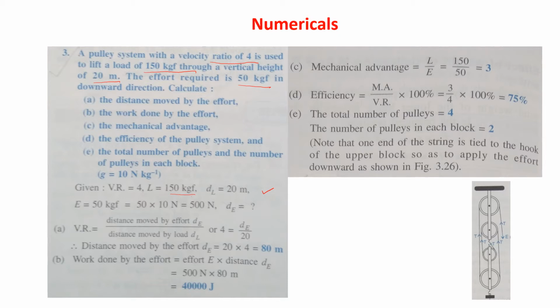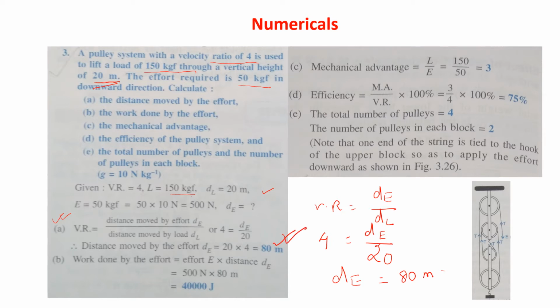Now the first question is the distance moved by the effort. Velocity ratio is equal to distance moved by the effort by distance moved by the load. This velocity ratio is said to be 4. Now distance moved by the effort you don't know, but distance moved by the load is given, 20 meter. So 4 into 20, this is coming DE is equal to 80 meter. See here, it is 80 meter.